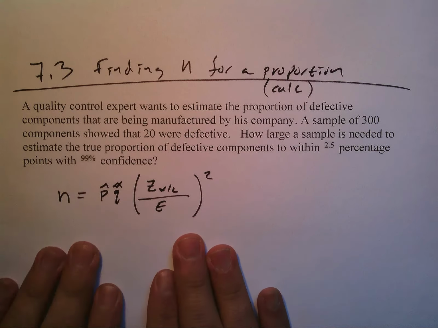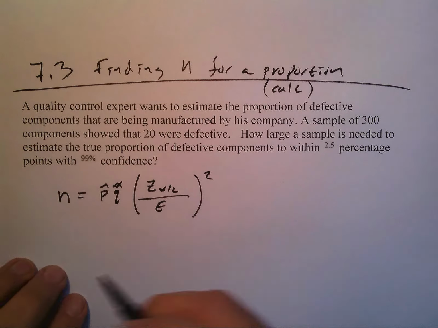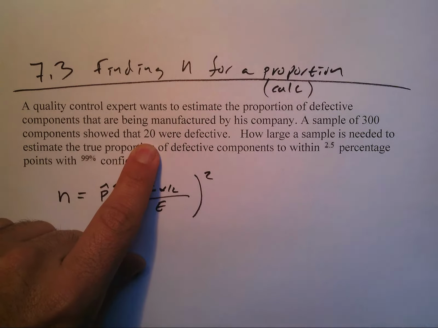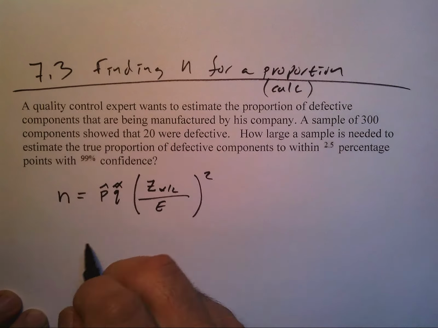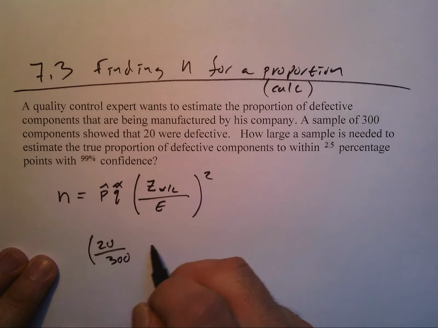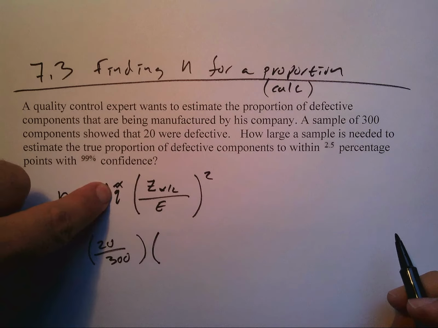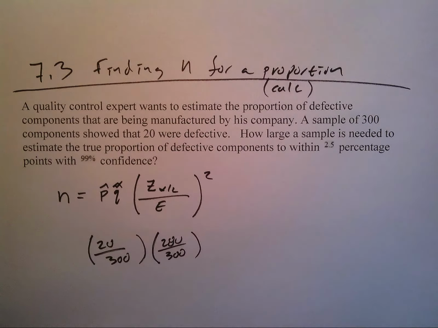it into this formula, just like we did when we were finding the sample size needed back in 7.1. So, p hat is just going to be 20, which is the number of successes, divided by 300, the number of samples we took. So, open parentheses, 20 divided by 300, close parentheses, open parentheses. q hat is going to be the complement of that, so it's 280 out of the 300, close parentheses.